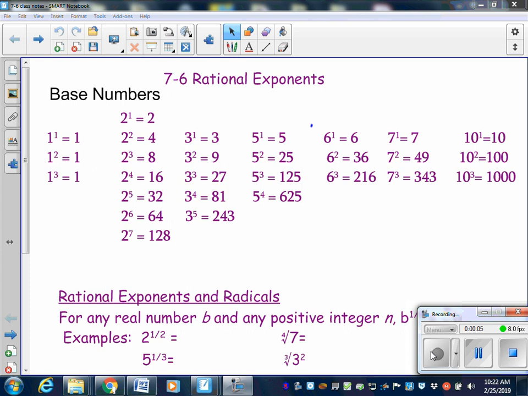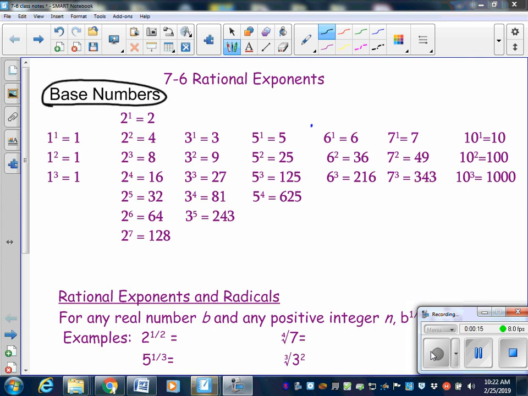Okay, so we're going to learn about 7.6 today. It's called rational exponents, and I don't think you've ever done this before. The base number chart is going to help you solve the second part of today's assignment. So let's just talk about the base number chart. These are the power charts.